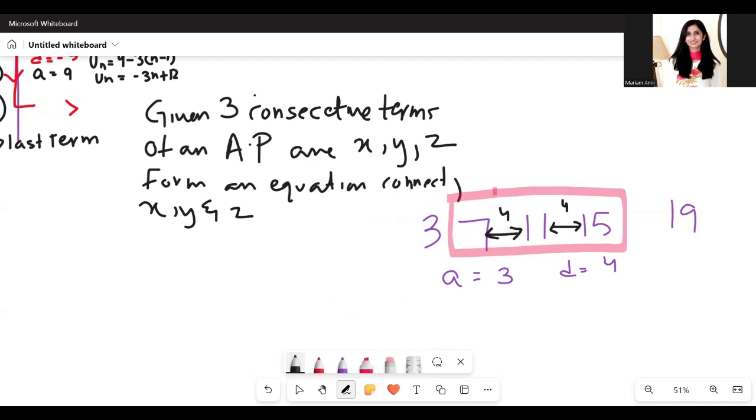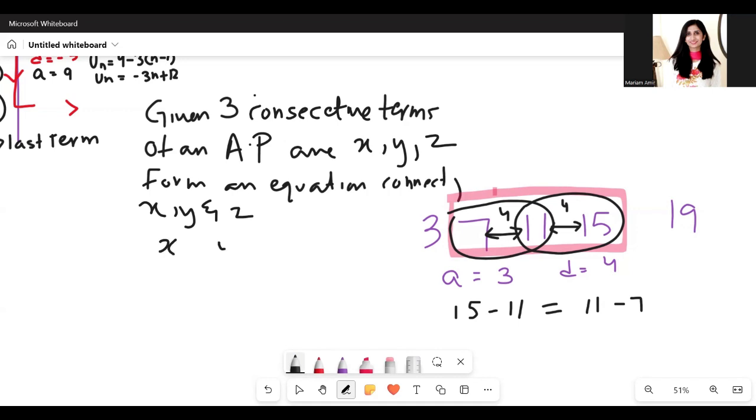So if I'm to connect three consecutive terms of an arithmetic progression into an equation, I can do this. I know that the difference of the third term and the second term will be the same as the difference of the second term and the first term. So the difference of these two must be the same as the difference of these two. That is how I've connected 15, 11, and 7 in an equation.